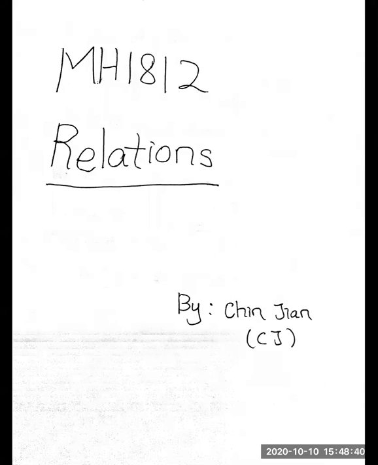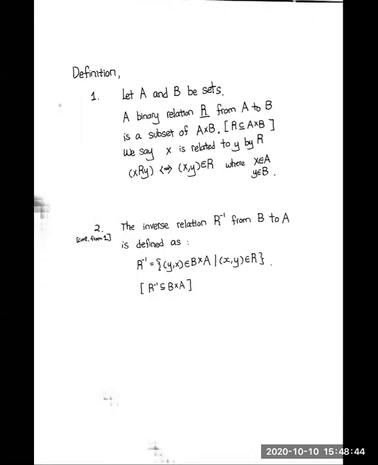Before we begin, let us recall some of the definitions from the lecture. Definition 1. Let A and B be sets. A binary relation R from A to B is a subset of A cross B. We can also write it this way: R is a subset of A cross B.